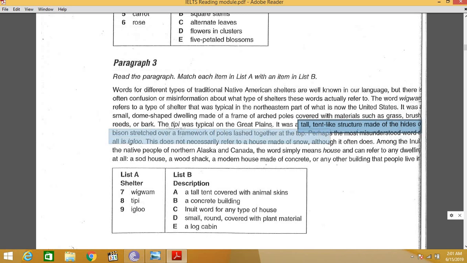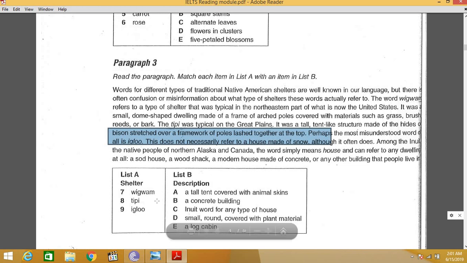We have already found the information. Once you identified the answer to question number 7, you ran through A to E. So then we can remember that there is such information there in A. A tall tent covered with animal skin. Therefore, answer to question number 8 is A. Igloo. Then our last question. Igloo.